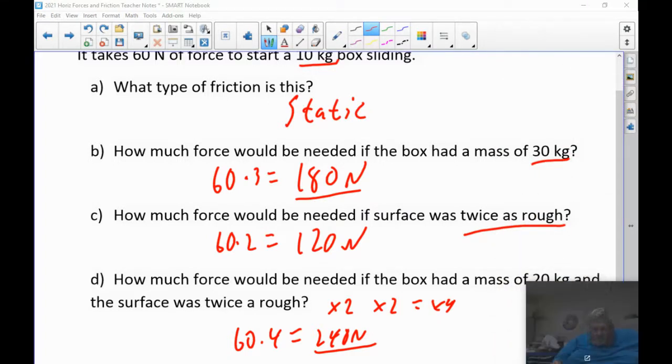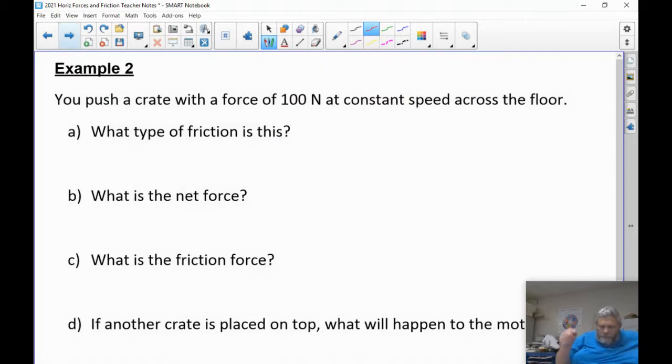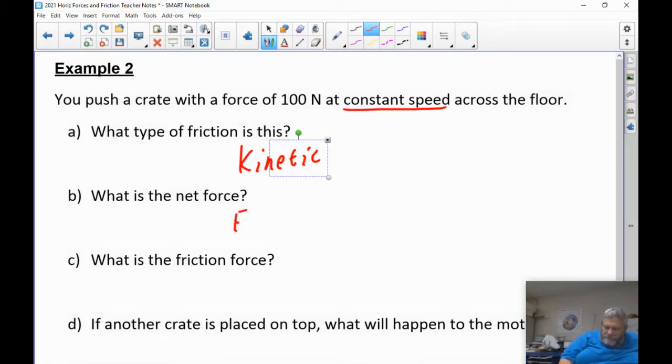Let's back down over here. All right. Example 2. Now you push a crate with a force of 100 newtons at a constant speed across the floor. Okay, so now it is sliding. So what type of friction is this? This would be kinetic friction. Okay, what's the net force since you're moving it at a constant speed? The net force is 0. It's in equilibrium. Right? So what's the frictional force?